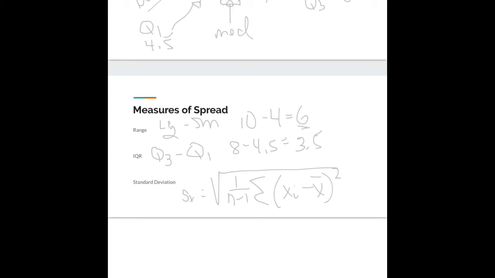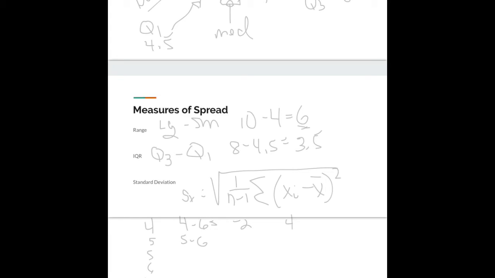There's a button for this on the calculator. You'd have to do this one time. I'll show you quickly if I have my data 4, 5, 5, 6, 10. What I would do is take each piece and subtract it from the mean. So it's 4 minus 6, which is negative 2. Square it, I get 4.